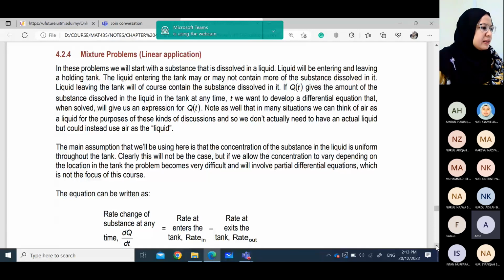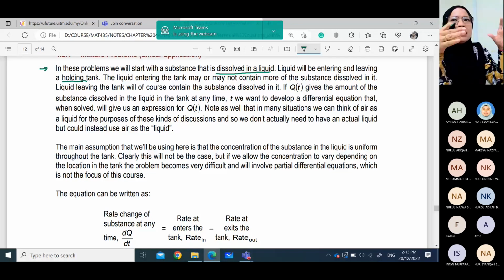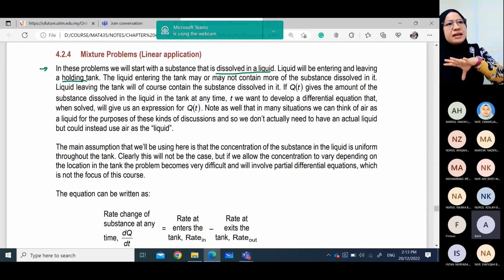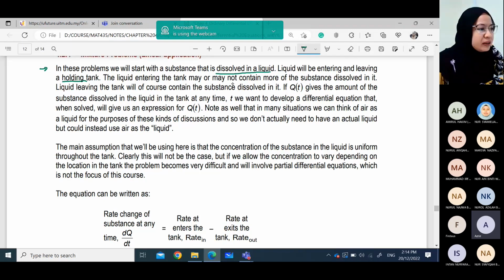So you can read this text. In this problem, we will start with a substance that is dissolved in a liquid. Liquid will be entering and leaving a holding tank. This means that we have a tank, and the liquid with a substance enters and exits at the same time. Dia masuk dan juga keluar pada masa yang sama. The liquid entering the tank may or may not contain more of the substance dissolved in it. The liquid leaving the tank will of course contain the substance dissolved in it.